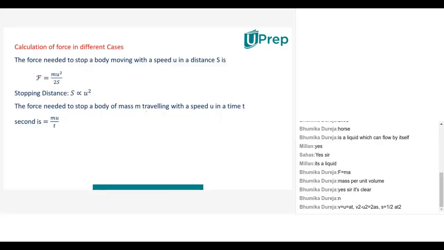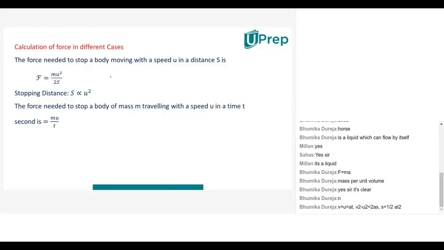Tell me one equation of motion. v equals u plus at. Very good. s equals ut plus half at square. Very good. v square is equal to u square plus 2as. Very good. Three equations will be there. Those will be called equations of motion. Very nice. Keep it up.